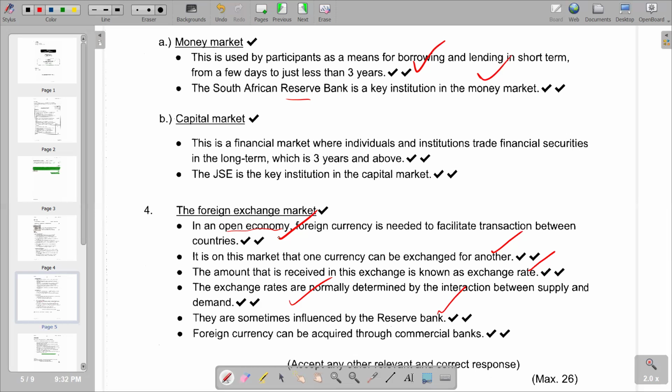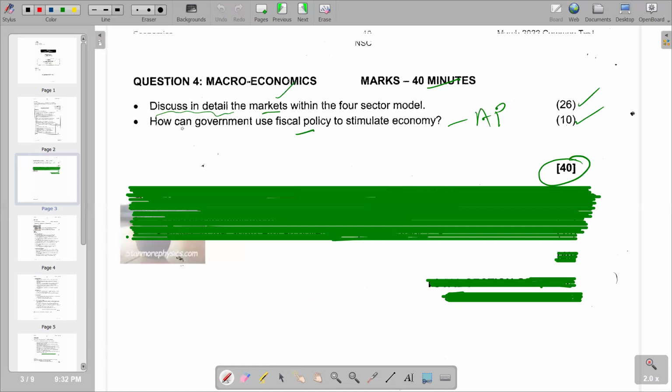In some countries, the exchange rate will be determined by the forces of supply and demand. But in some countries, it is a rate that is imposed, a fixed exchange rate system. Foreign currency can also be acquired through commercial banks. That's another explanation we have on the foreign exchange market, which is the last part of our components of markets. We now go to the next part of our question, which is how to stimulate the economy.